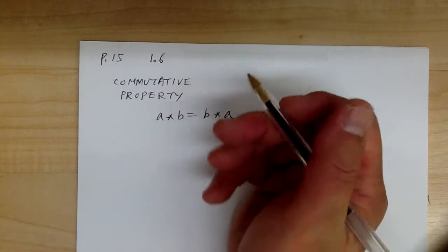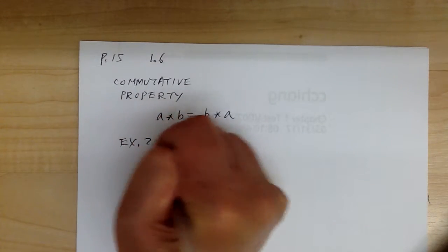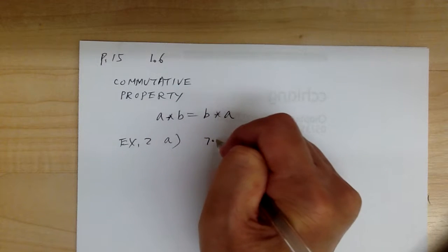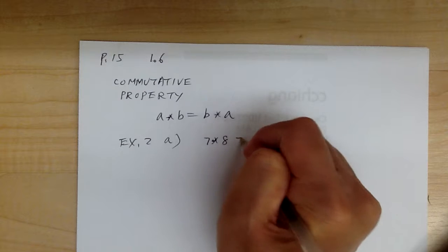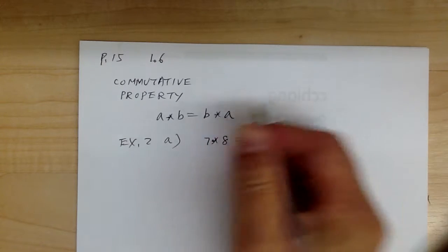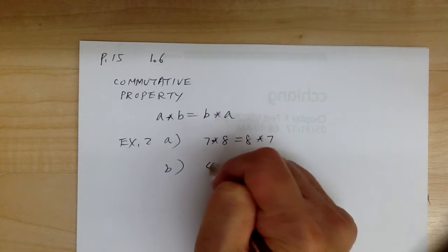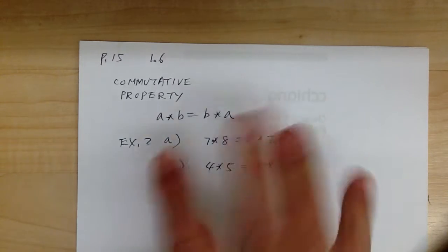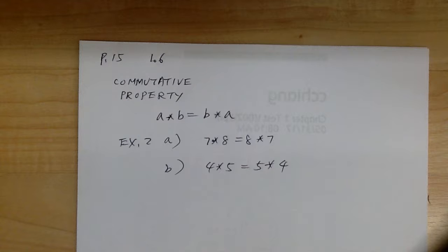If you look at example 2, in 2A, you have 7 times 8 equal to 8 times 7. And in B, you have 4 times 5 equal to 5 times 4. So in multiplication, you can switch it around.